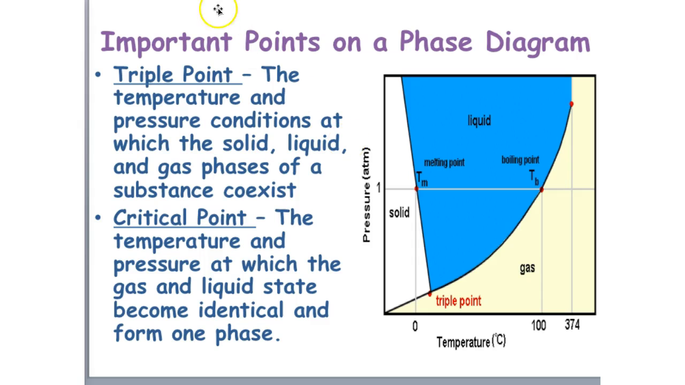So at the very beginning, we labeled a point as the triple point. Right here, for example, this is a different phase diagram.